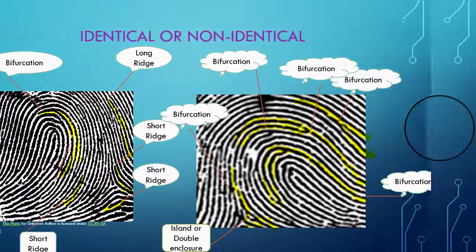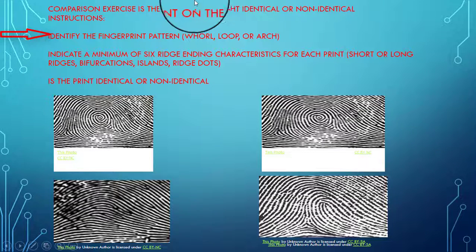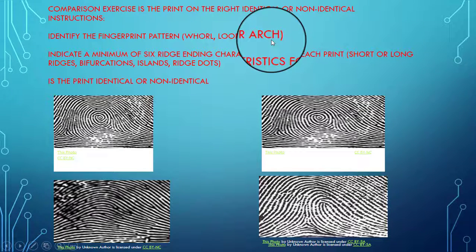Now, you and your partner try the next two comparisons. First, identify the pattern type. Is it a whirl, loop, or arch? Secondly, find at least 6 ridge endings to compare in each fingerprint pattern.